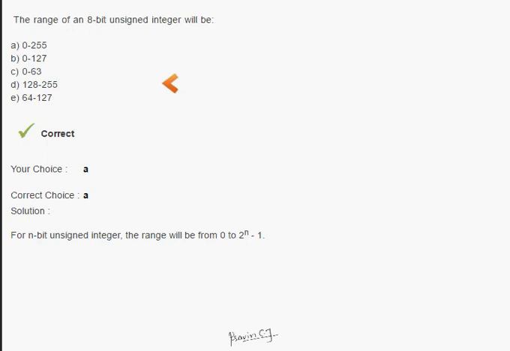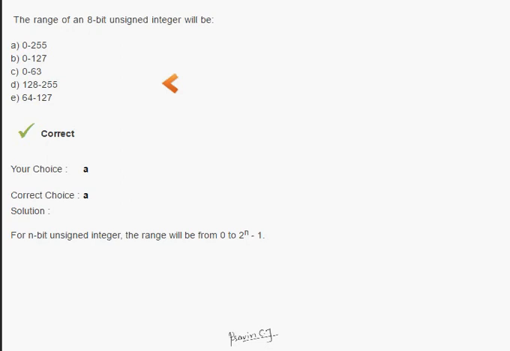I don't know about a 16-bit unsigned integer. I never heard of it. I have heard only about the 8-bit unsigned integer. I have done programming in C, so I know the 8-bit unsigned integer. Regarding the 16-bit unsigned integer, I haven't heard. So check whether a 16-bit unsigned integer is available in the C compiler or not.